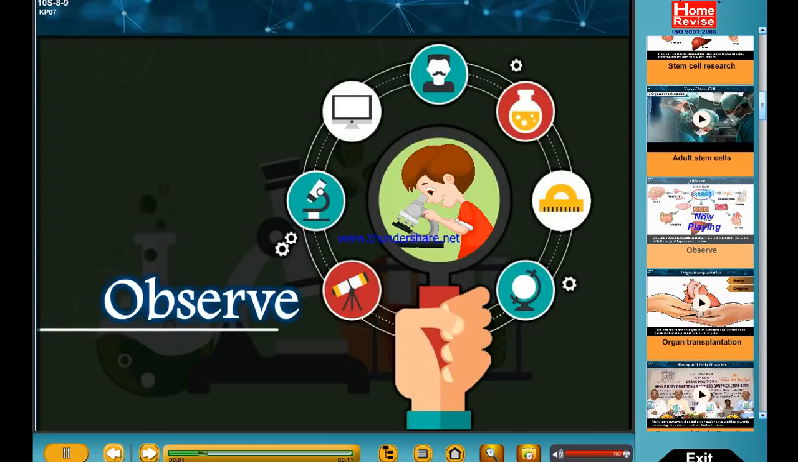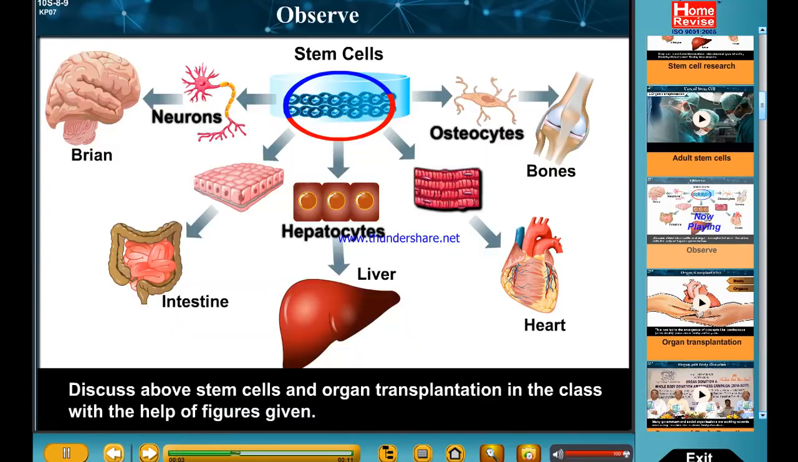Observe. Discuss the above stem cells and organ transplantation in the class with the help of the figures given below.